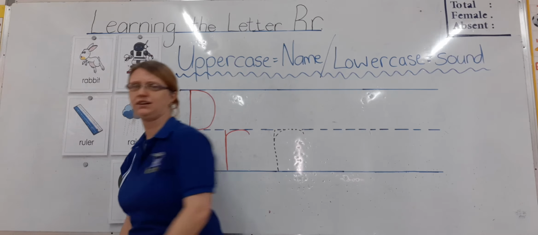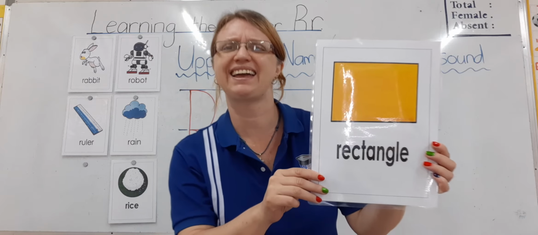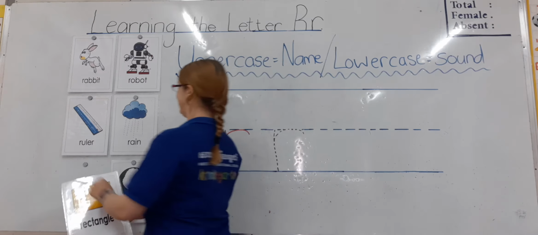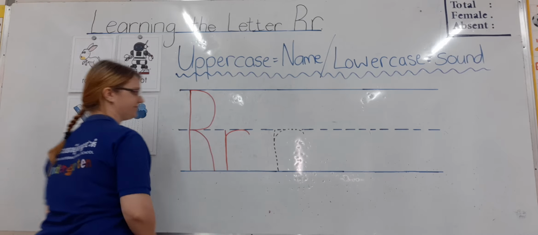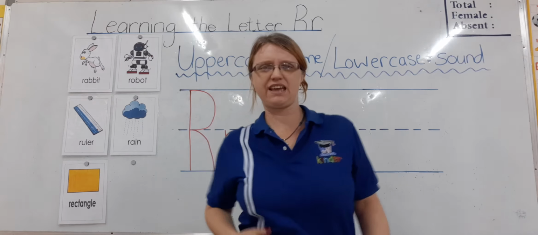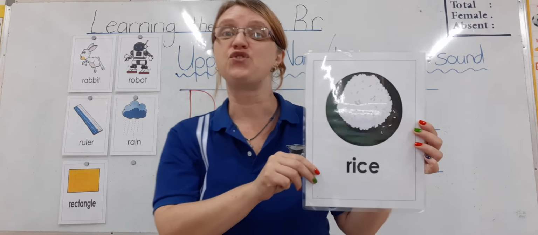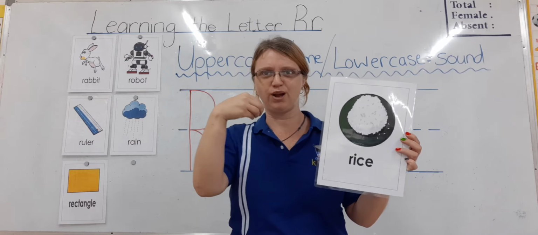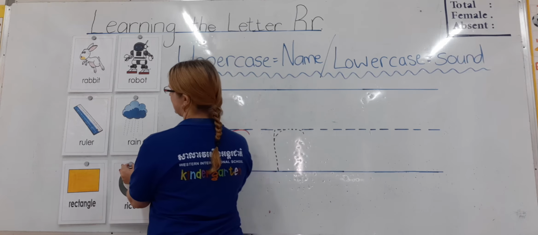And who knows the shape? Can you tell me? A rectangle. Rectangle. Alright, we're almost done with all these words. And the last one. This is a tasty one. Rice. Rice. Who likes to eat their rice? Nom nom nom. That's right. Rice.